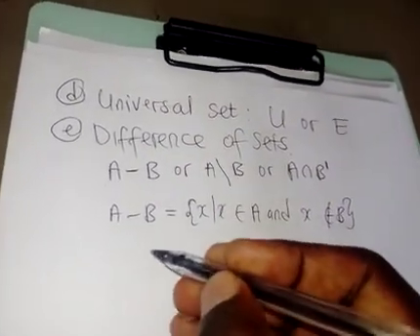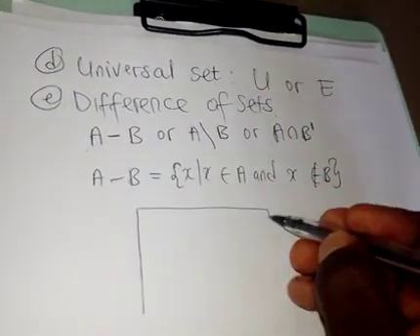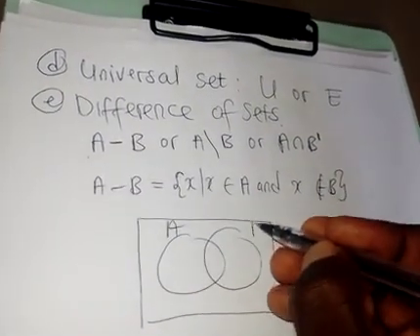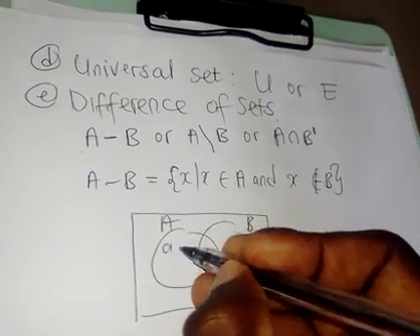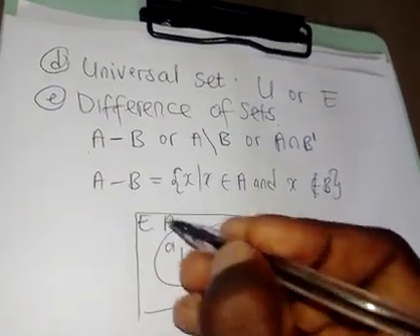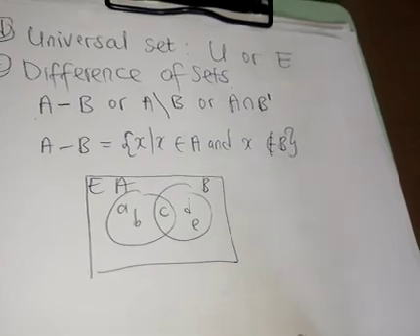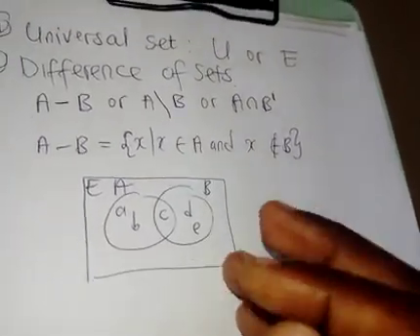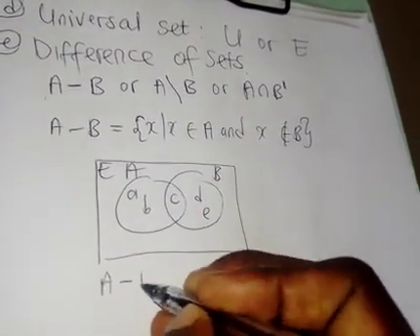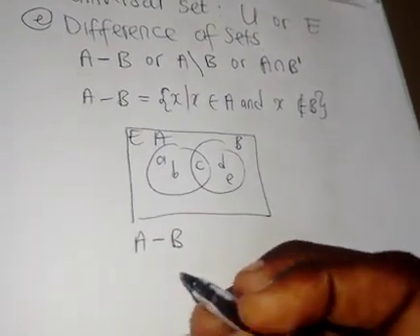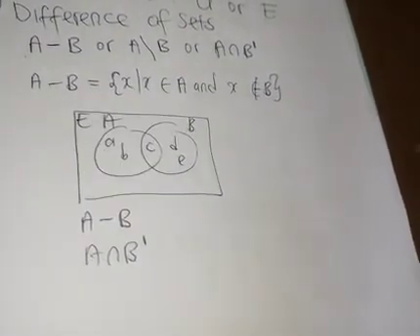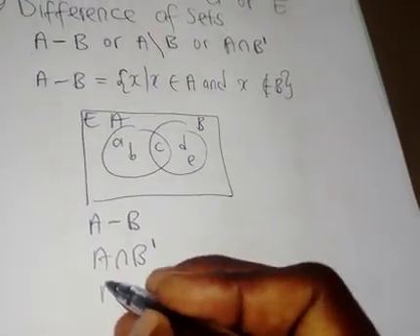For example, let me just give an illustration. Let's say this is set A, that is set B. Set A has elements A, B, C, and there we have D and E, E representing the universal set. Then at this point, let's say we find A minus B. So finding A minus B, we should first change it to A intersect B complement. Then you solve.